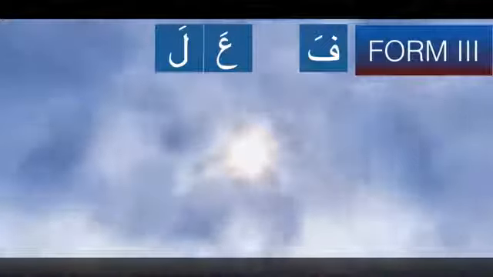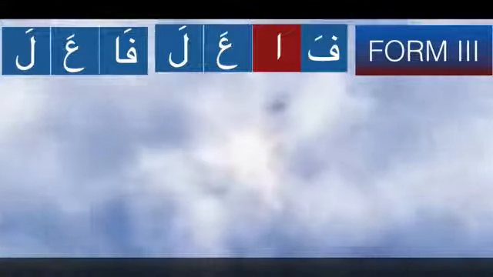So coming to form 3, inshallah. How do we make form 3? Again we take the base letters fa, 'ayn and lam. Here in form 3, what is extra added is alif. Alif is added after the fa kalima. So what do we get? We get fa'ala. That's the pattern. That's the madi, fa'ala.